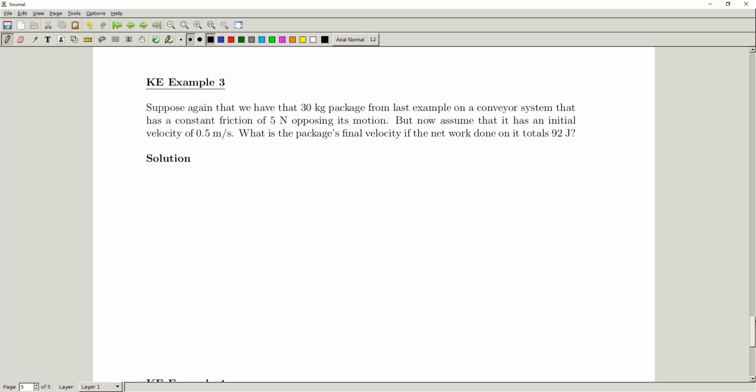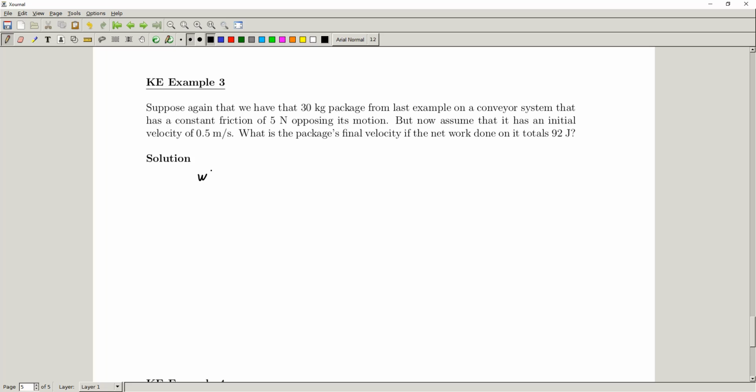Okay, so how are we going to get at this one? Well, first of all, we don't really need all this information. We're going to find that this friction of 5 newtons is a little bit of a red herring, because we already have the net work done on this thing at 92 joules. So we don't need to worry about that friction. It's already figured into the 92 joules, as we saw in the last example. So what do we want to do? We want to find what the package's final velocity is.